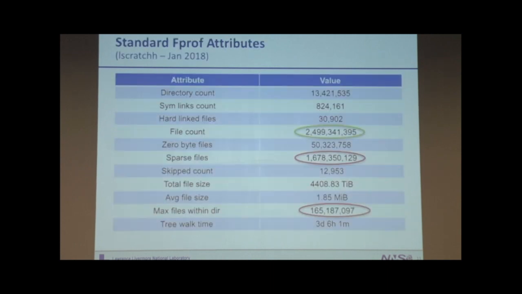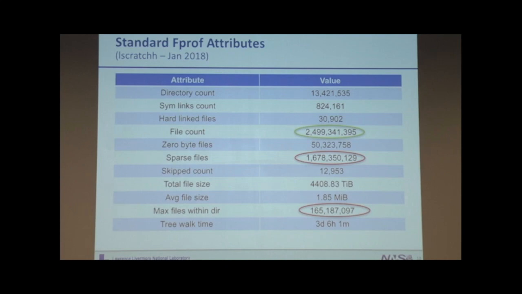As I mentioned, Fprof has a lot of options. By default, these are some of the attributes or metrics that you're going to see in the epilogue. I've highlighted here some interesting numbers, maybe. So this is from a profile back in January. You'll see the file count back then was about 2.5 billion. Now it's up to 3.4 billion.